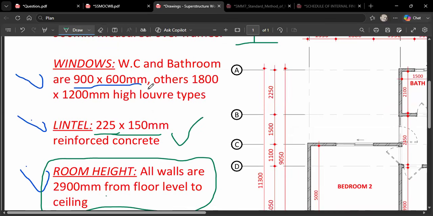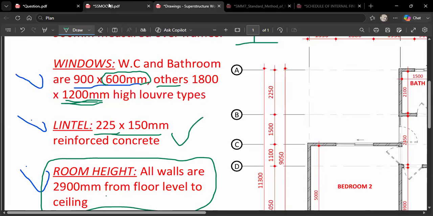You realize that for the windows, it's only the WC and the bathroom that have a height of what? 600. Their height is 600. Okay, but for the others, their height is what? 1,200. For other windows, their height is 1,200. So this length that we are seeing over here, 3,600.